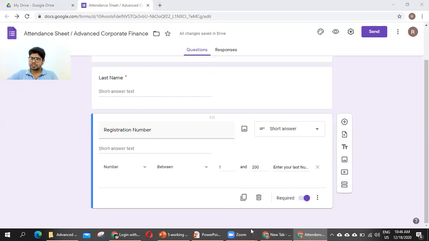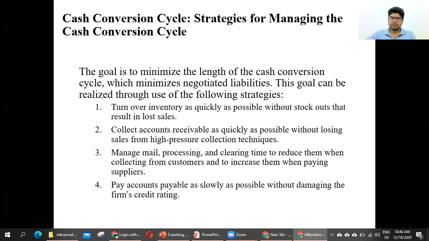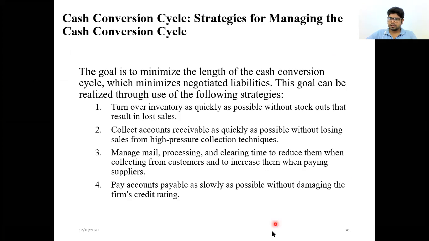Any questions to ask? Anything to ask regarding this section, what we discussed today?